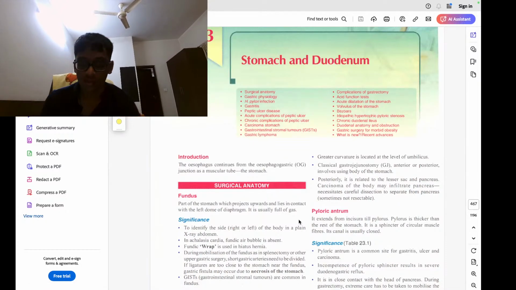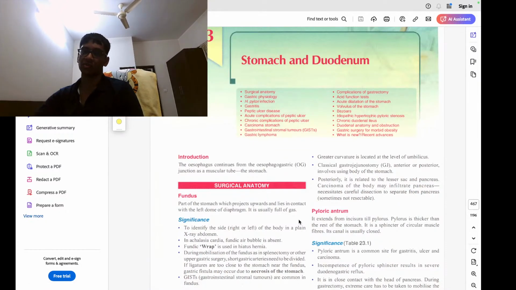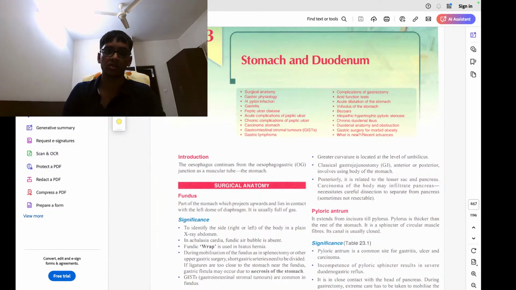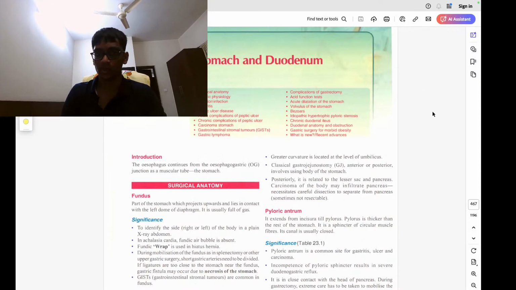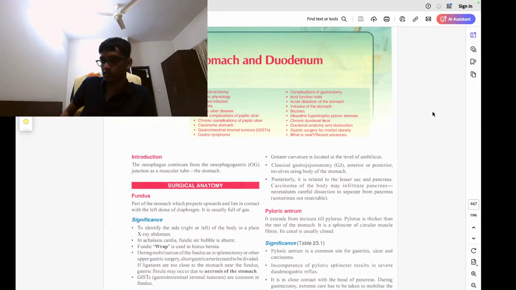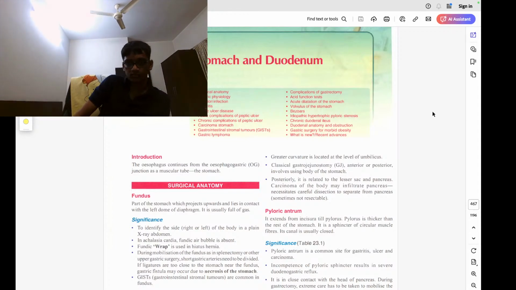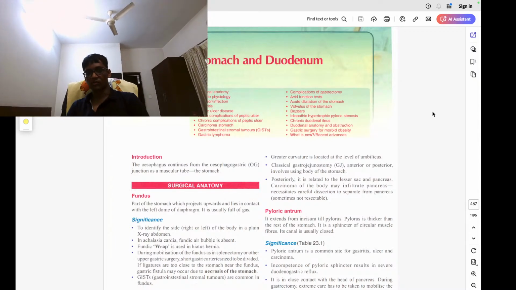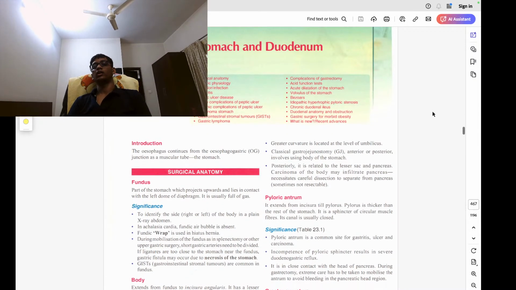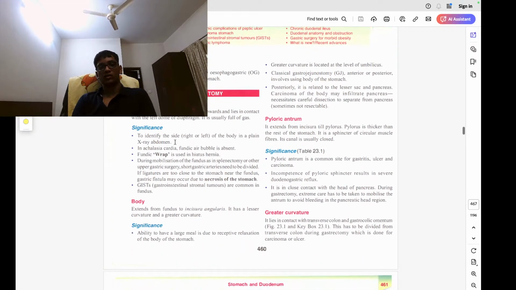So first we have surgical anatomy. The esophagus continues from the esophagogastric junction as a muscular tube, which is the stomach. Then fundus. It is the part of the stomach that projects upward and lies in contact with the left dome of the diaphragm. It is usually full of gas. Significance: it helps identify the side, right or left, of the body in a plain X-ray abdomen. Then in achalasia the fundic air bubble is absent. I have no idea, they didn't mention this in achalasia.